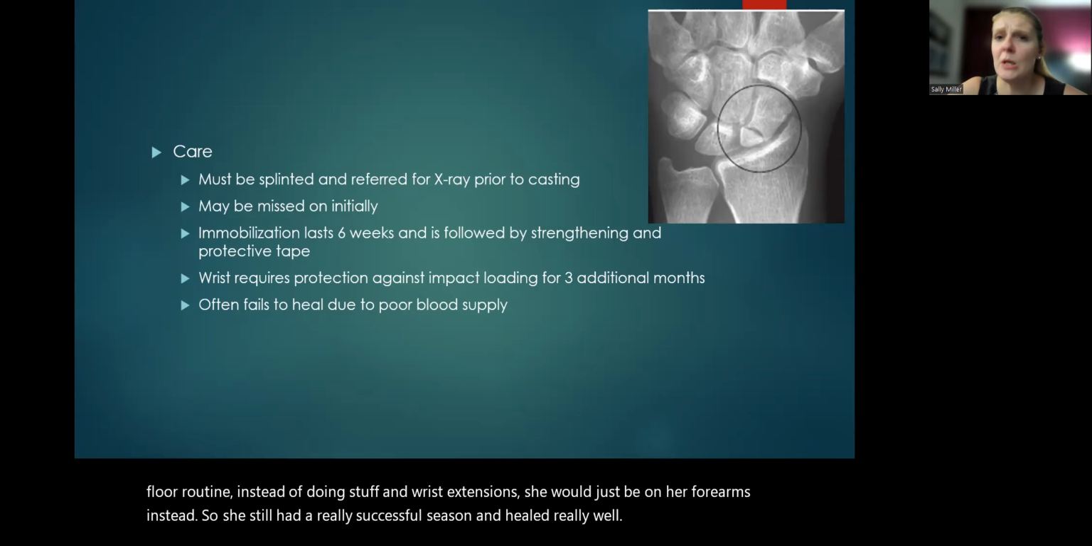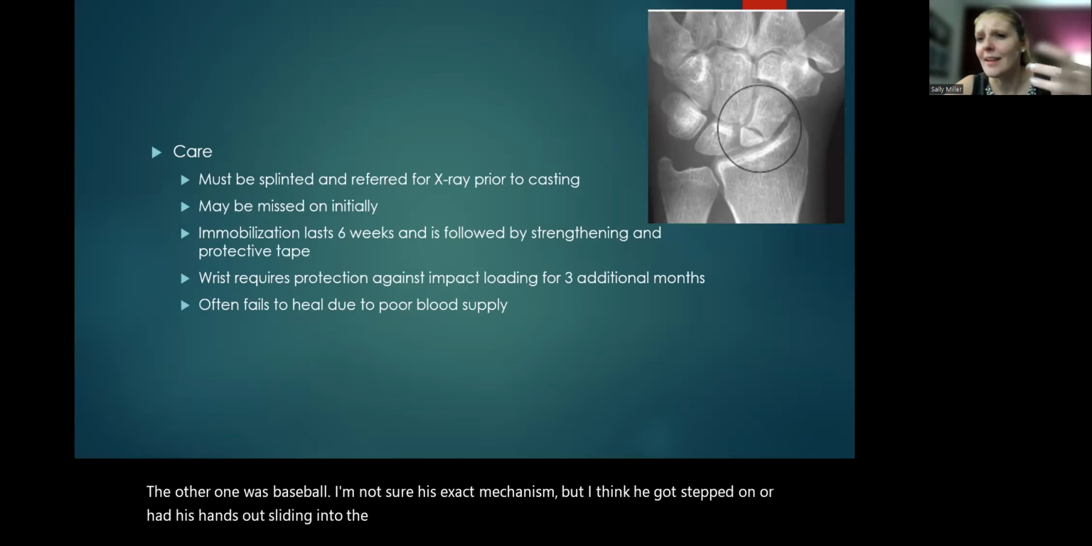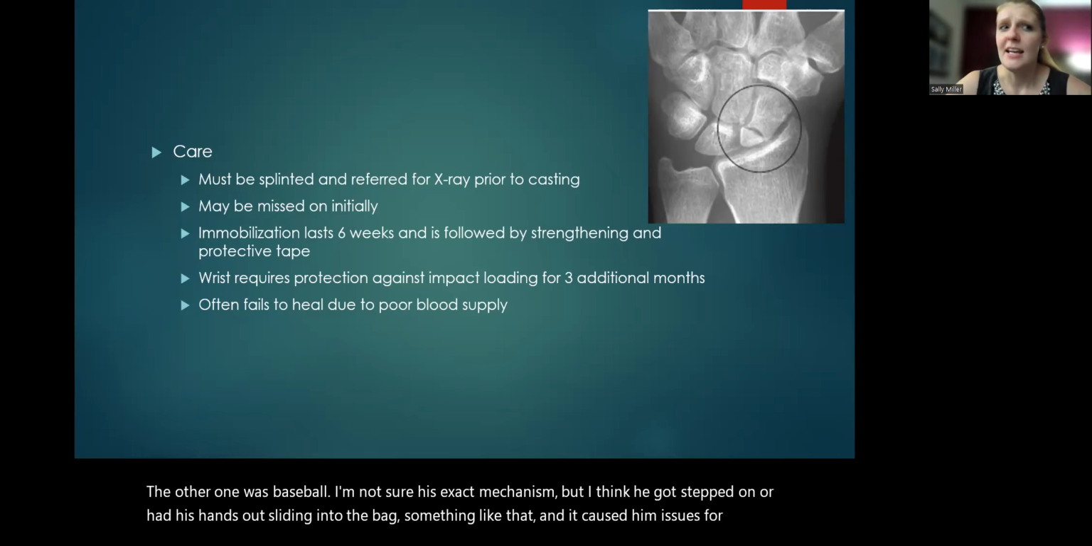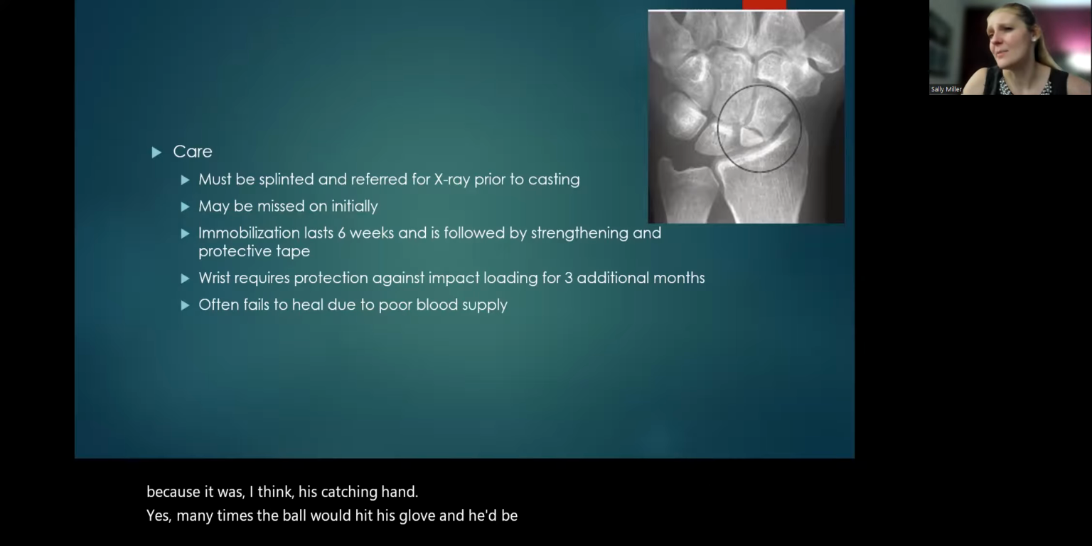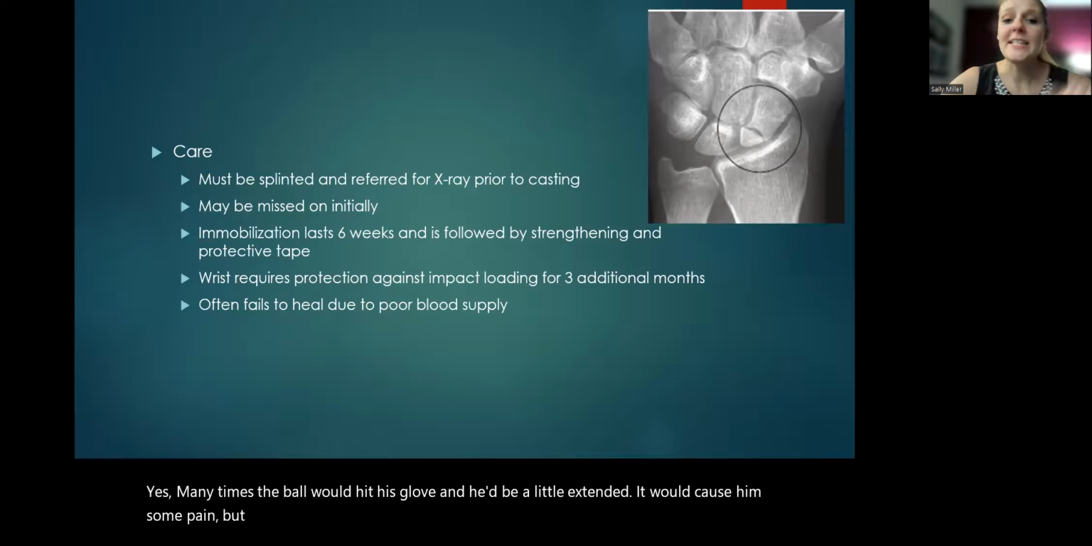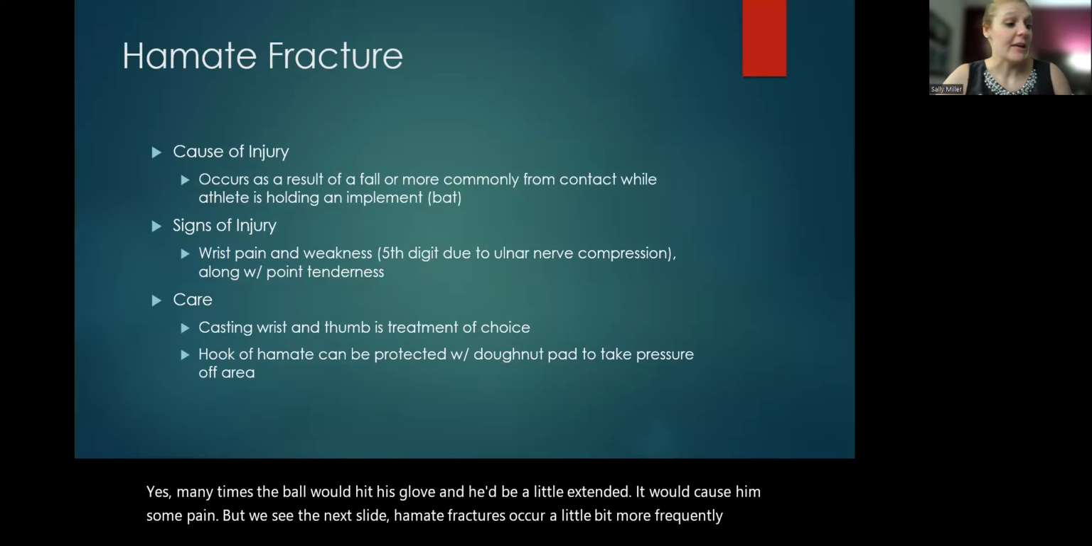The other one was baseball. I'm not sure of his exact mechanism, but I think he got stepped on or had his hands out sliding into the bag, something like that. And it caused him issues for a while, because it was, I think, his catching hand. So anytime the ball would hit his glove and he'd be a little extended, it would cause him some pain. But if we see the next slide, hamate fractures occur a little bit more frequently, especially in baseball players, for two reasons.